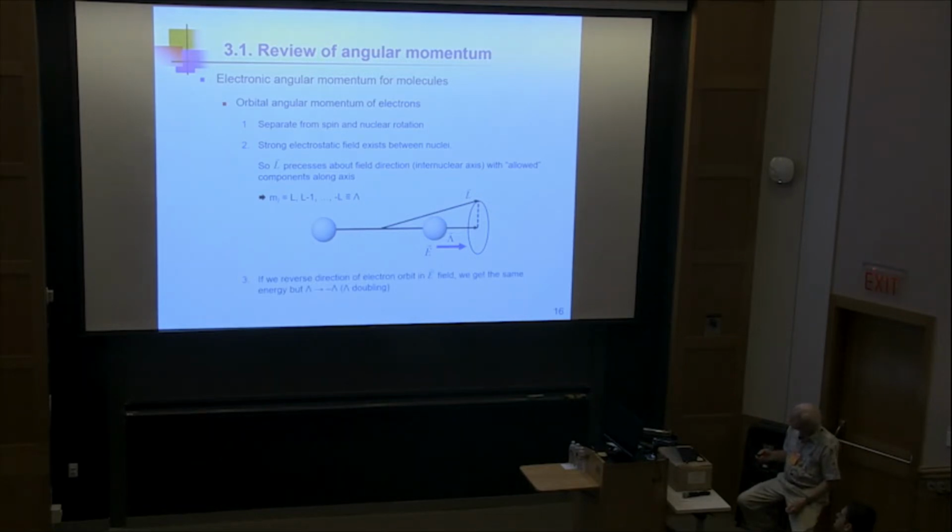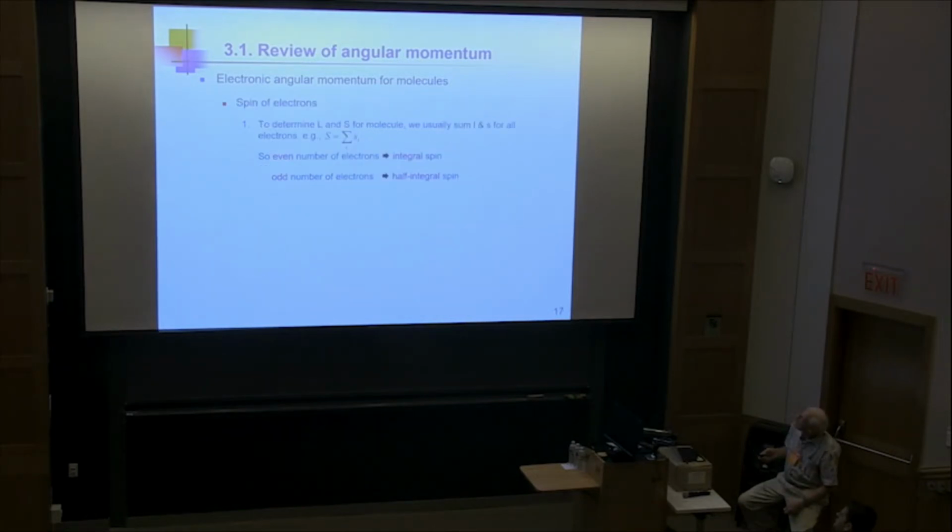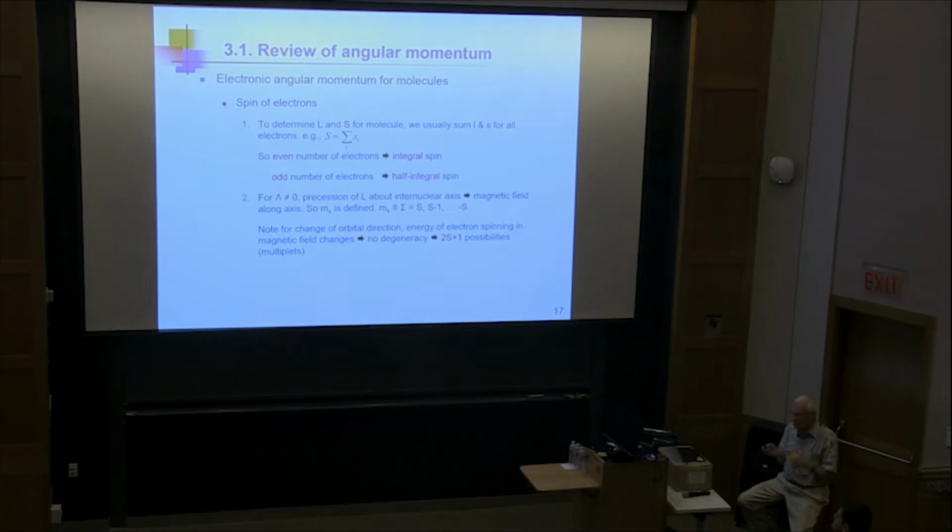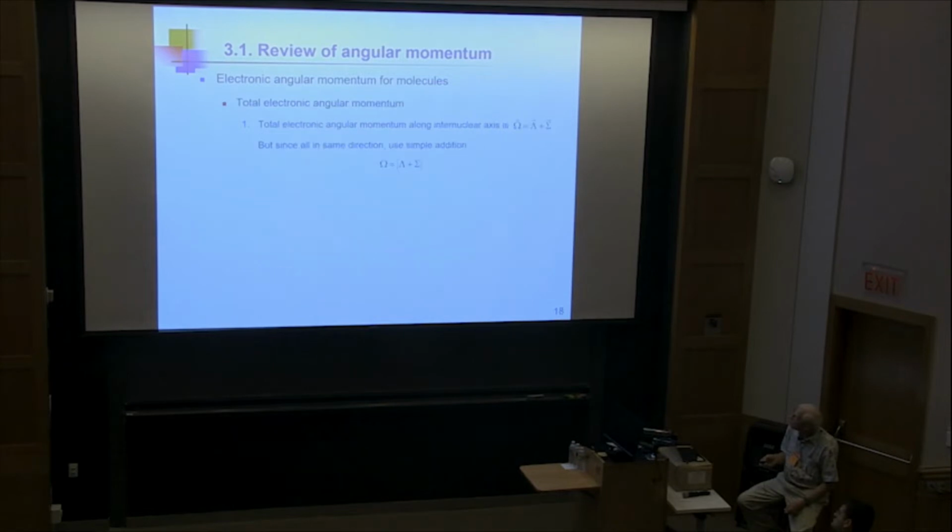So there's this problem that if lambda points the other way, there's a slight difference in the energies. Spin, we have to sum L and S. If you have an even number of electrons, you're going to have an integral spin. An odd number, you're going to have a half integral. Lambda equals 0, that's just the symmetric top. It's precessing around. So there's always a mechanical model for these things that you can appeal to if you need to. Okay, total angular momentum. If there's a component of lambda and sigma, we add them up to get omega.